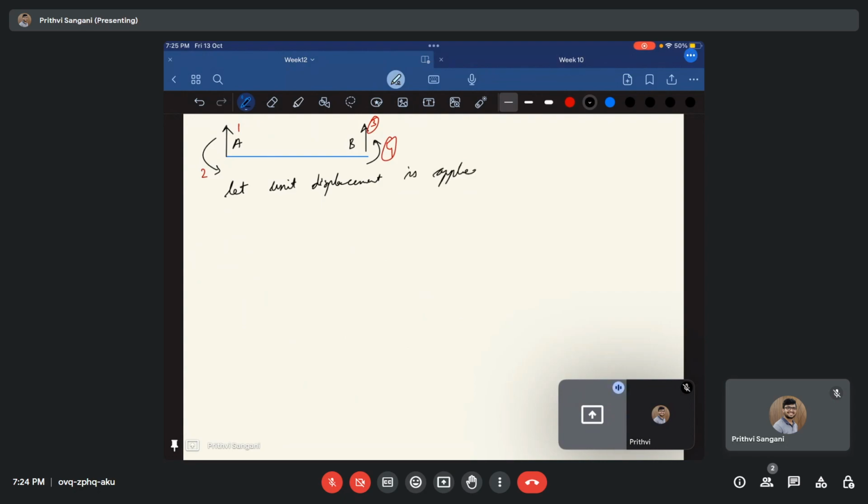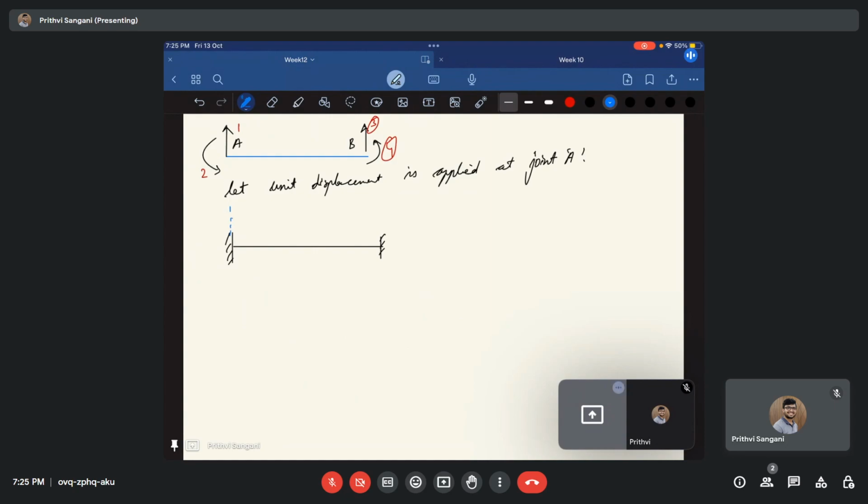So let us say a unit displacement is applied at joint A. One more thing we need to understand is that we are discussing fixed conditions. We are considering it as a fixed condition, and then we are going to develop the forces generated due to these unit displacements. So what happens if you apply a unit displacement at that location? Now this is my unit displacement.